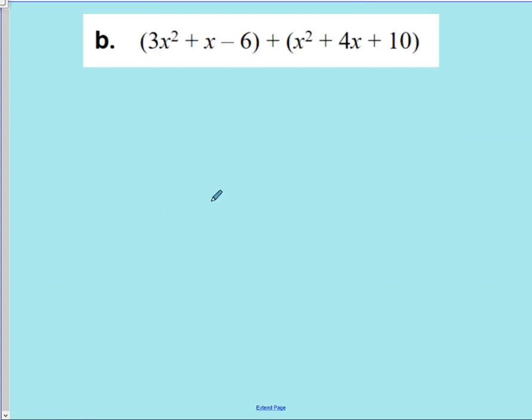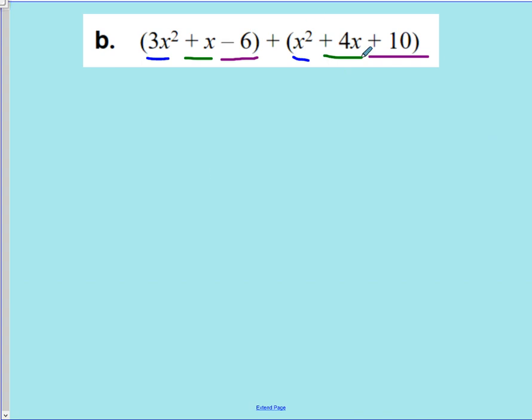All right, let's look at another example. If you want to pause right now and try it on your own, I would do that just so you can get some practice. Otherwise, I'm going to go through the solution right now. Okay, so I'm going to point out my common terms again. I've got 3x squared and x squared. I've got x and positive 4x. And then I've got negative 6 and 10.